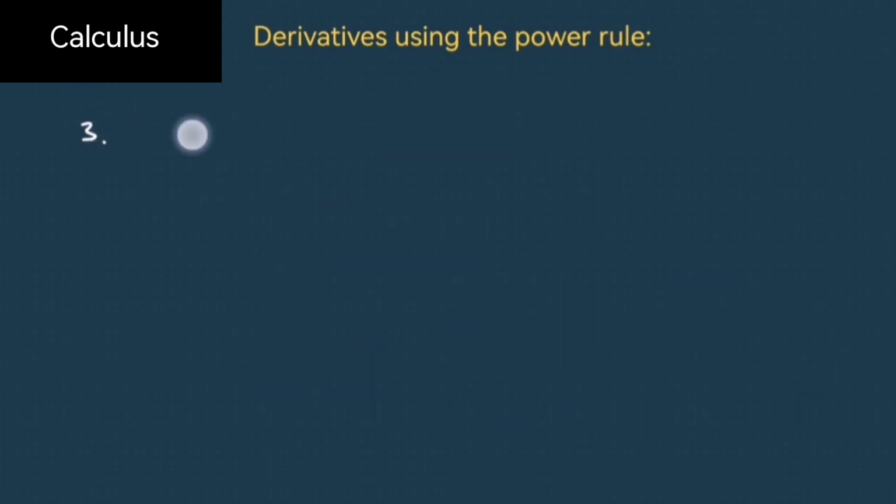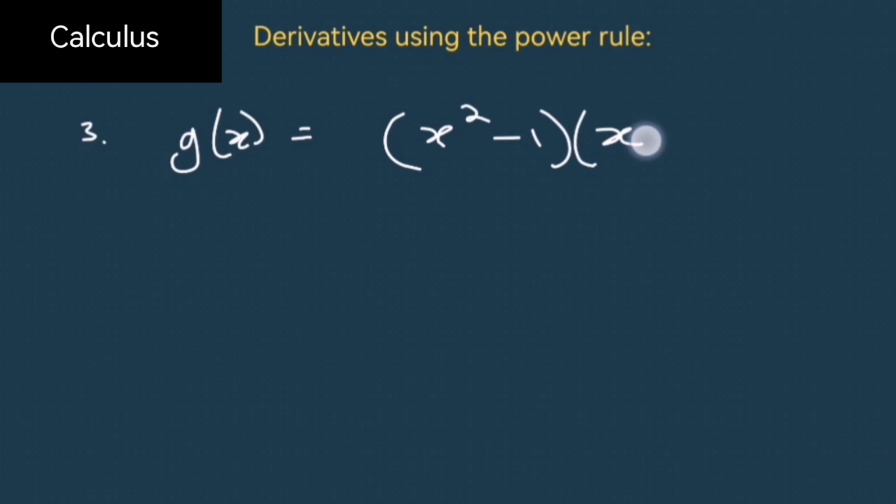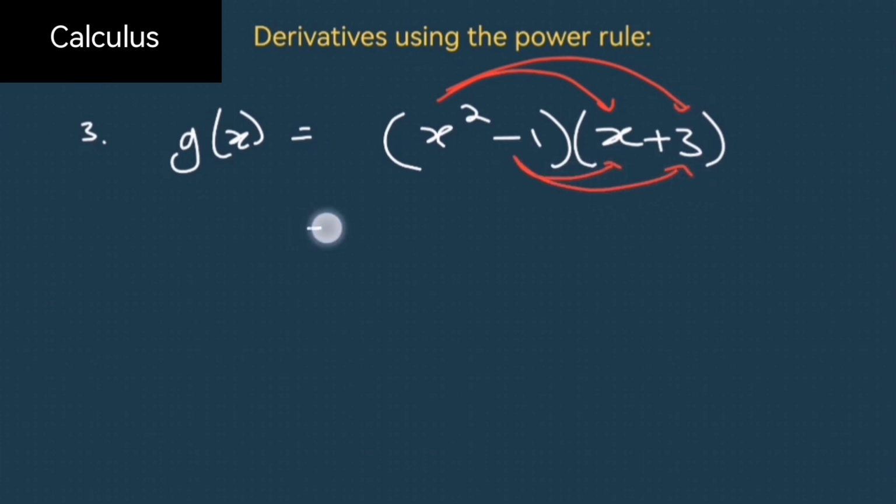Now let's continue using the power rule on this third example. Here I'm going to involve brackets. So we'll have x squared minus 1 multiplied by x plus 3. First, we need to get rid of the brackets by multiplying across. Right, so we have x squared times x, which is x cubed, then x squared times 3, 3x squared, negative 1 times x, and negative 1 times 3 is negative 3.